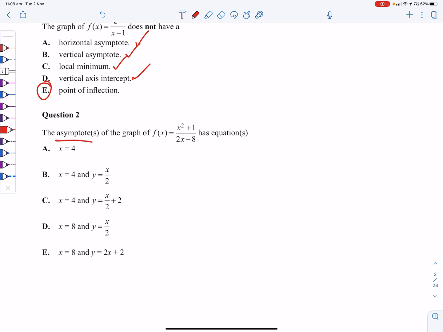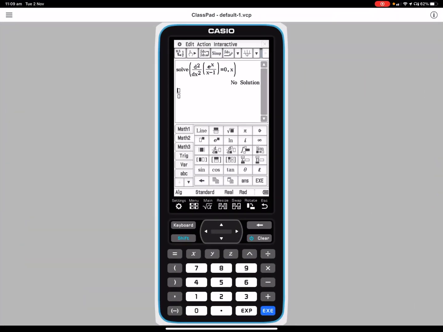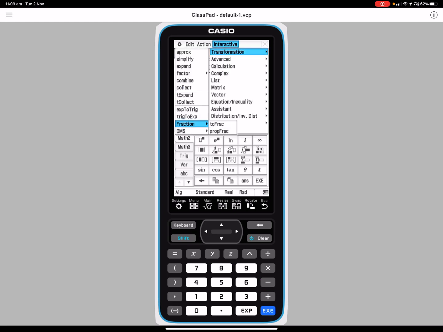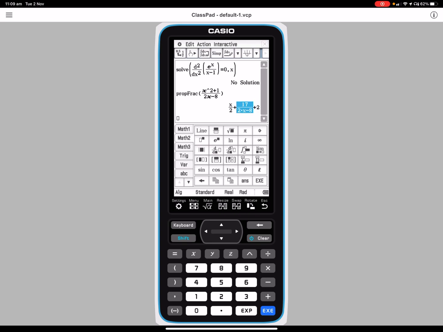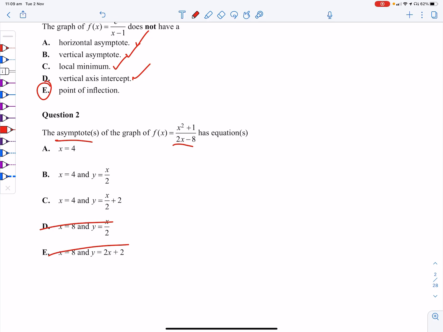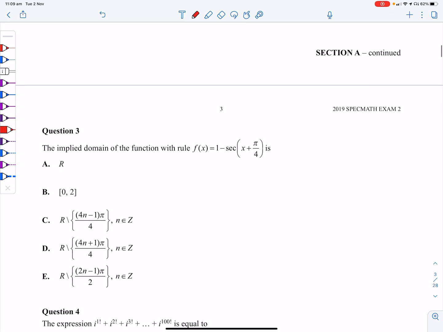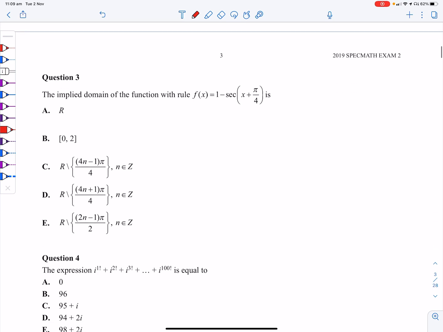Okay, the asymptotes of this thing, well, we know it's got a vertical one at 4, not 8, so we can scrap those. We just need to use x squared plus 1 on 2x minus 8. We can use frac to split it, and we've got that, and then we've got x on 2 plus 2 is our other asymptote, the oblique asymptote.